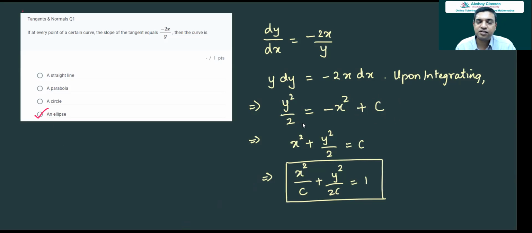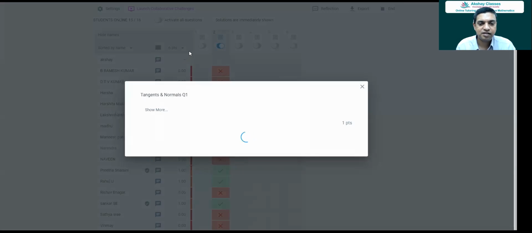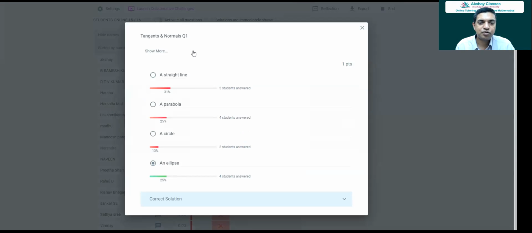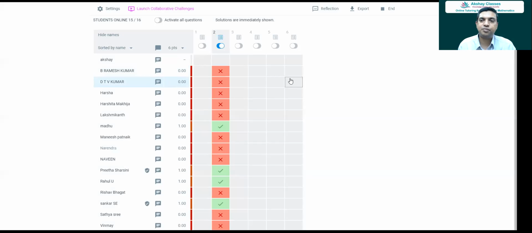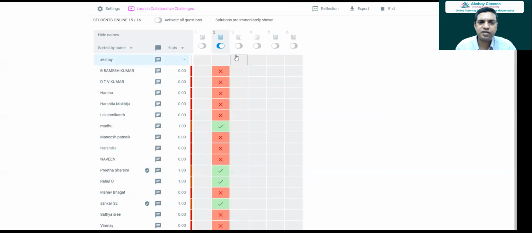So if you miss out this integrating constant, you may get lines: y equal to root 2 x. That's what you will get. And I think most of you have made that mistake. Let us see. So 5 students gave answer a straight line. 4 have given parabola, 2 have given a circle. So you must have made a mistake in integration. Clear? So this was that question.